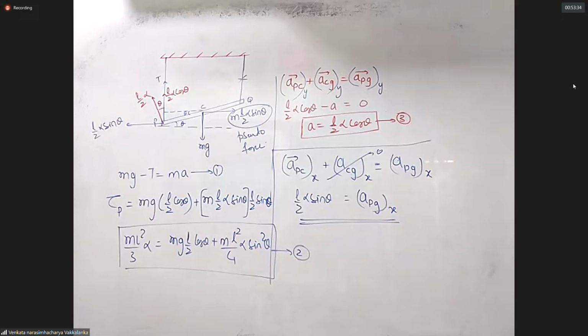So if that point P had an acceleration all throughout in that horizontal direction, then why didn't we put that in the torque equation when we were solving it about C?